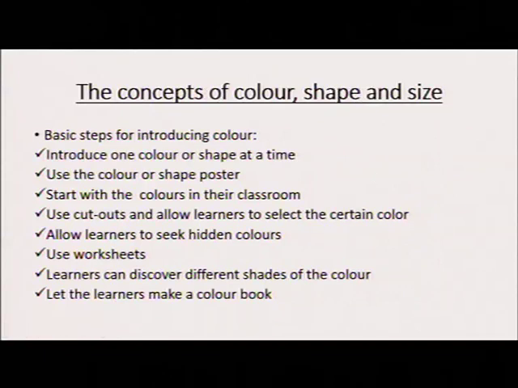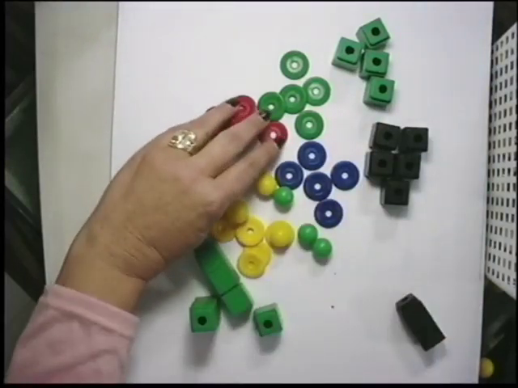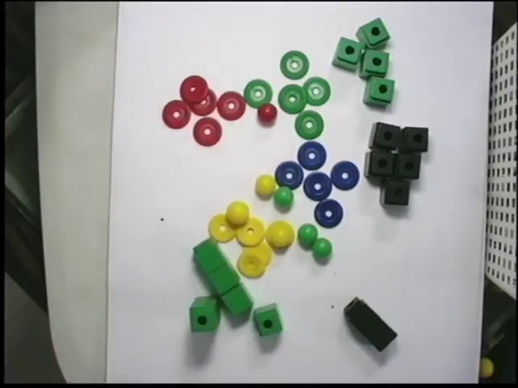Right, what are the concepts of color, shape and size? The basic steps to introduce color. First of all, in my pre-primary class, I should introduce one color or one shape at a time. These are small learners, so I should remember only one color or one shape at a time. And we use these kinds of objects that I have here to introduce my color. If I introduce red today, all the objects that I will be using today will be of a red color.